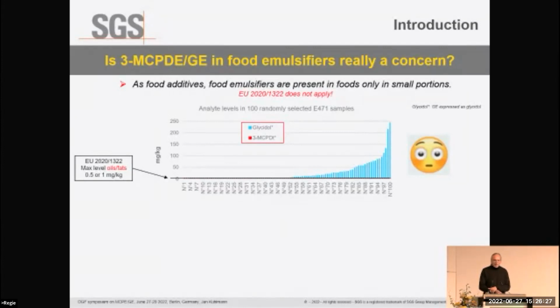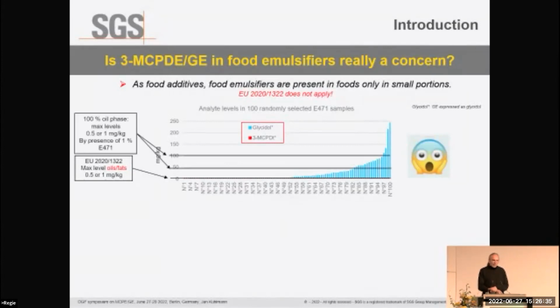However, we have to accept that this regulation does not apply to emulsifiers. It is food additives, it's not foods. And we have to consider simply if there is possibly an impact of GE coming from emulsifiers when we analyze compound foods. And of course, if we extract foods, we will end up with these emulsifiers in the oil phase. And if we would assume an oil phase containing 1% of emulsifier, and we would elevate these levels accordingly, we see that still a number of samples would exceed these levels. I will point out this later in the presentation, focusing on the contribution of other sources such as RBD oils and fats tomorrow.